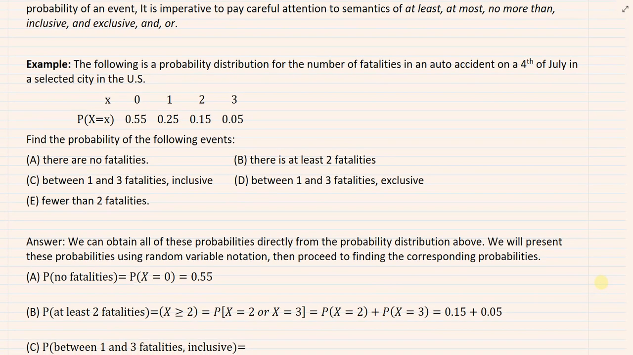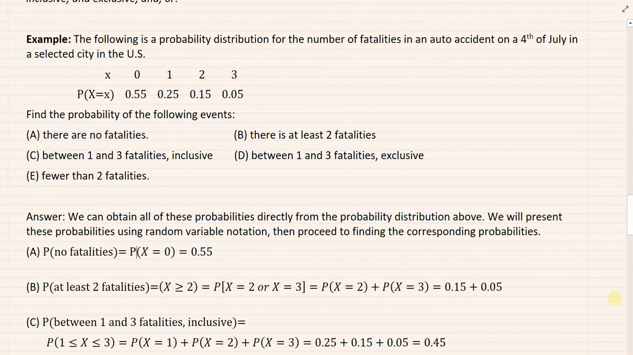Part C: the probability of between 1 and 3 fatalities inclusive. Inclusive means you actually include 1 and 3. So there you go, this is how we write it. The probability is going to be 1 or 2 or 3. You add up those individual probabilities, again because those are disjoint events, and the total probability is going to be 45% in part C.